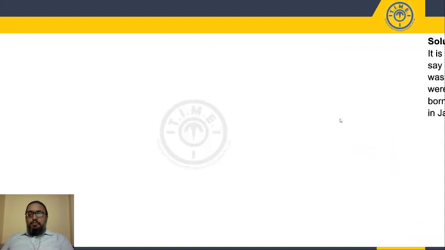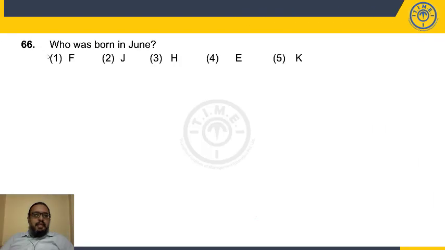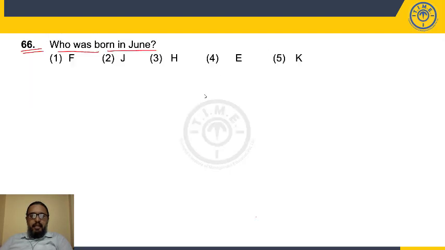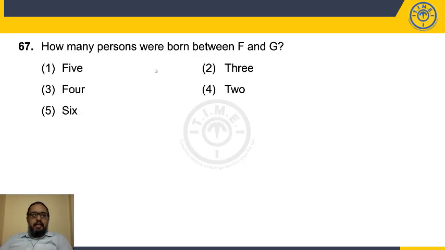Okay. Now basing on this, let us have a look into the question. This is again the same arrangement. He has given it in the horizontal way. We have done it in the vertical way. That's fine. Now questions. Who was born in June? So who is born in June here? It is E and it is choice 4. Next.